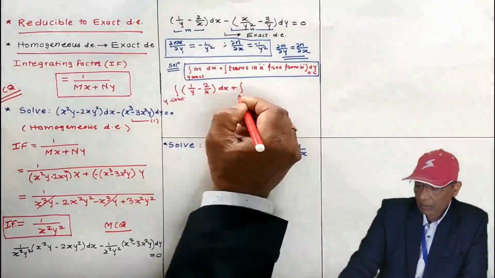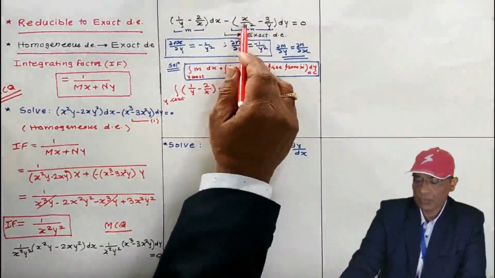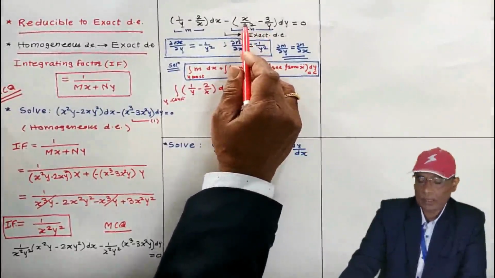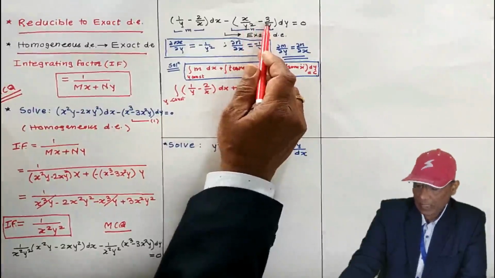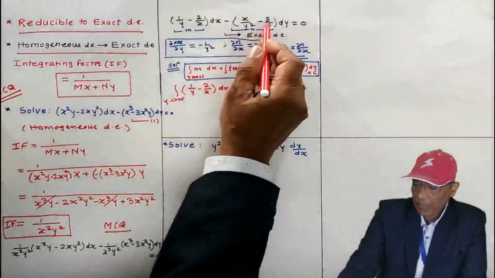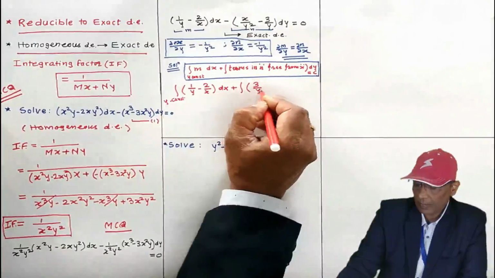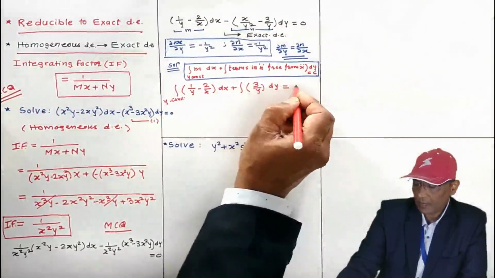And terms in N which are free from x. See, N contains two terms, first term and second term. The first term contains x, don't write it. The second term is free from x, that has to be written here. This is minus 3 by y, minus 3 by y. Terms in N which are free from x.